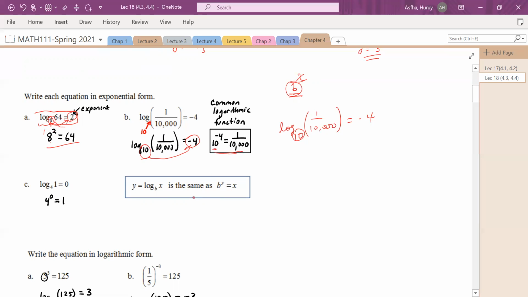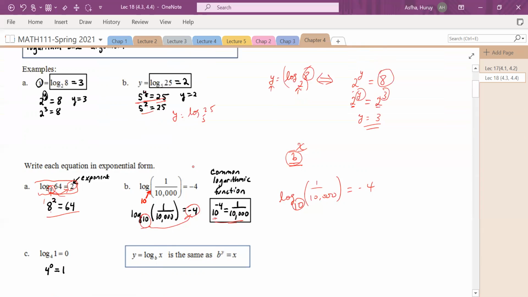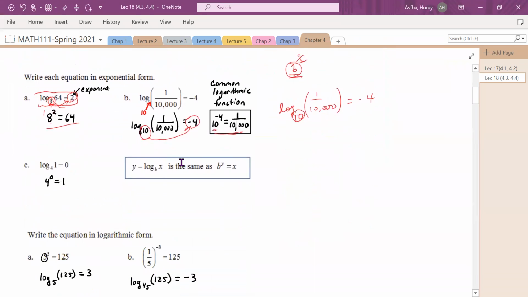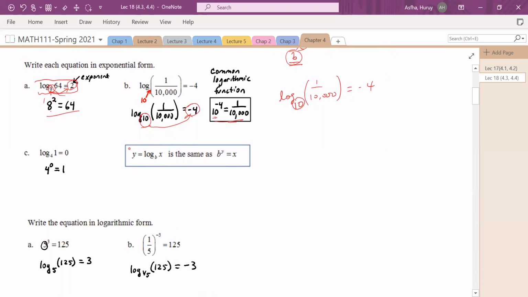Okay. So here we have the equivalence from logarithmic to exponential, which is basically what we have right here. If we have this logarithmic form, then it is the same as this exponential form. So we use this property to go back and forth, from the logarithmic form to the exponential form, or from the exponential form to the logarithmic form.